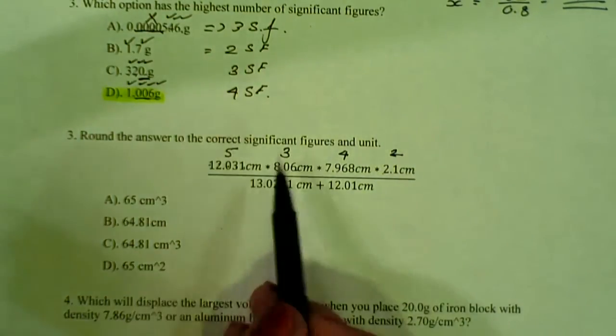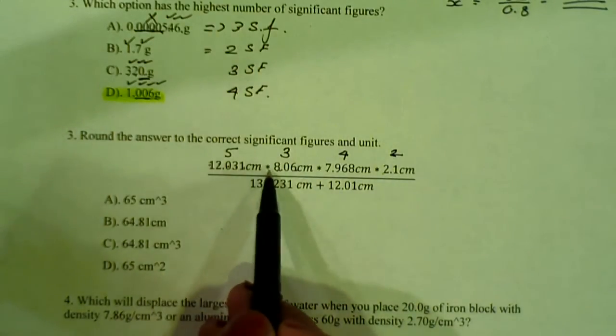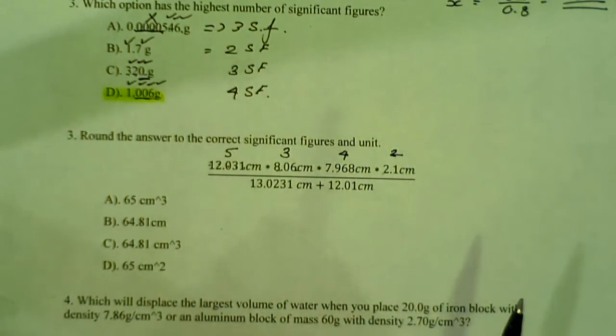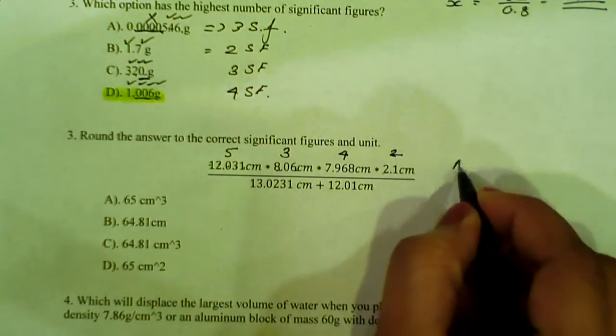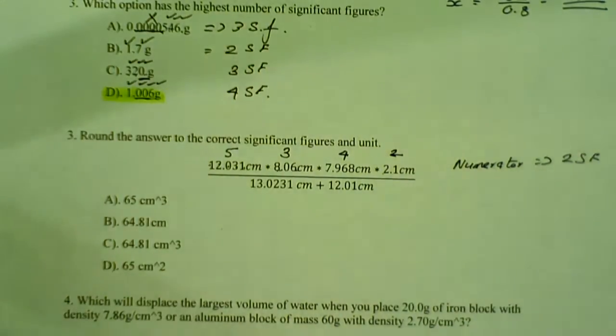okay? So in the numerator it is multiplication, right? 12.031 times 8.06 times 7.968 times 2.1. When you do multiplication, you have to round your answer to the least number of significant figures. So your numerator will have 2 significant figures. But when you do the math, if there is further calculation, don't round in between, but track the significant figures, okay?